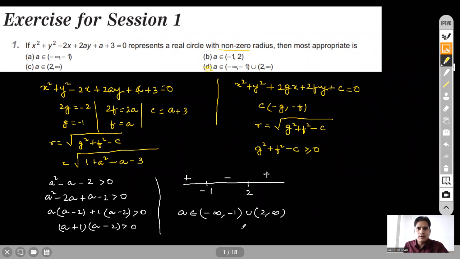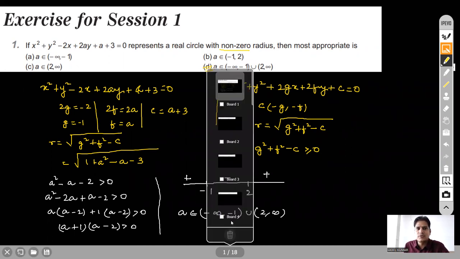Hope this is clear to all. We have just compared the given equation of circle with the standard equation, and we went on doing the things and the result came out. So let's move to the next question.